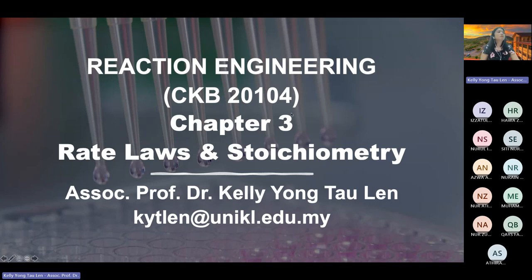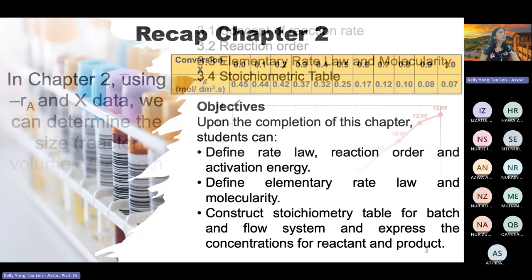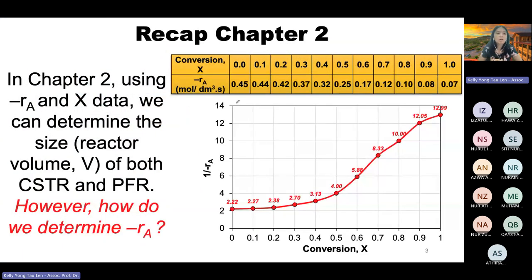I would always correlate what you learn in the previous chapter with this chapter so that you will understand and you will not get confused later on. When you learn more and more chapters, then you tend to get a bit confused about the correlation between each of the chapters, right? So I will just recap what you have done in chapter 2 so that you can understand chapter 3.